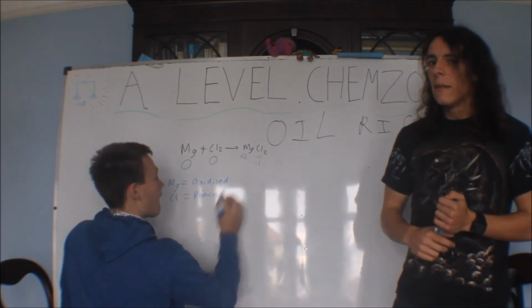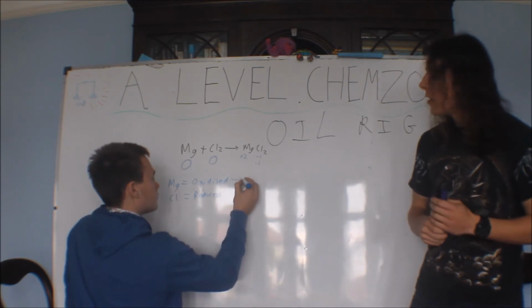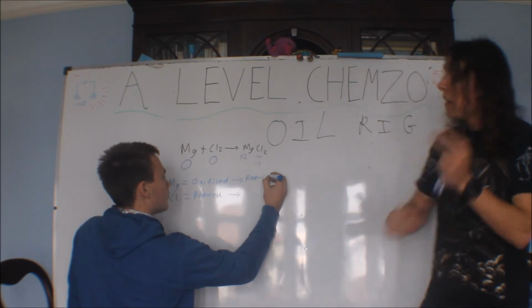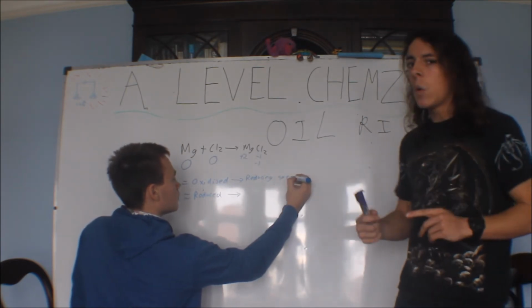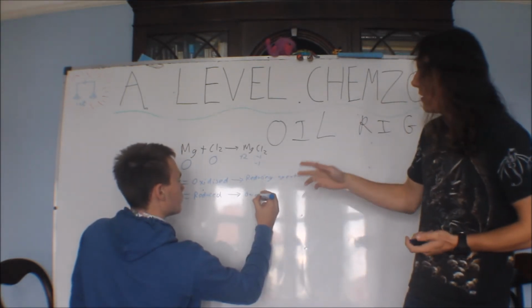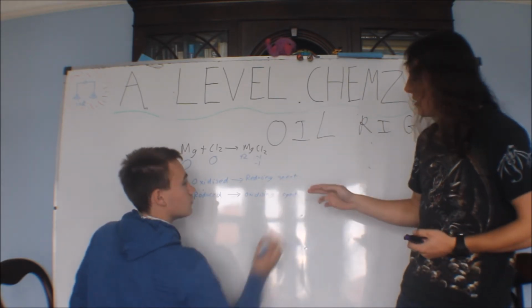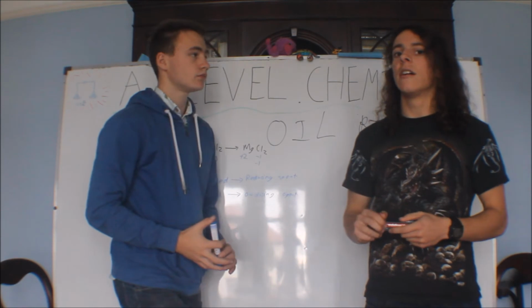But they don't just finish there. Sometimes they ask something else to try and confuse. They ask which has been the reducing agent and which has been the oxidising agent. And this is the other way around, because the agent is the one that has caused the change. So magnesium is the reducing agent because it's caused chlorine to be reduced, and chlorine is the oxidising agent because it's caused magnesium to be oxidised.